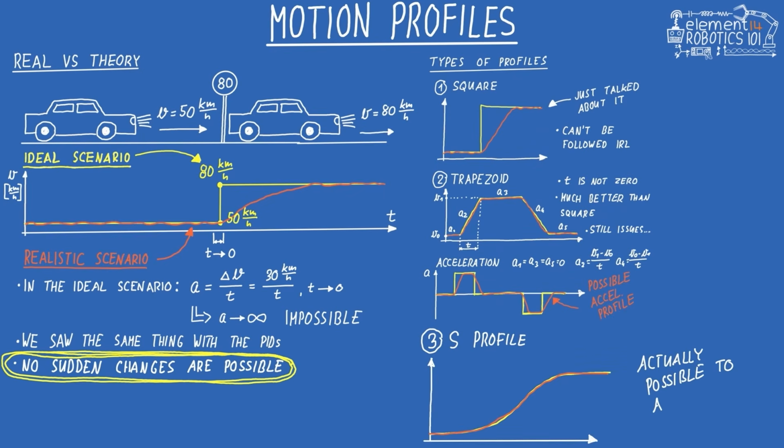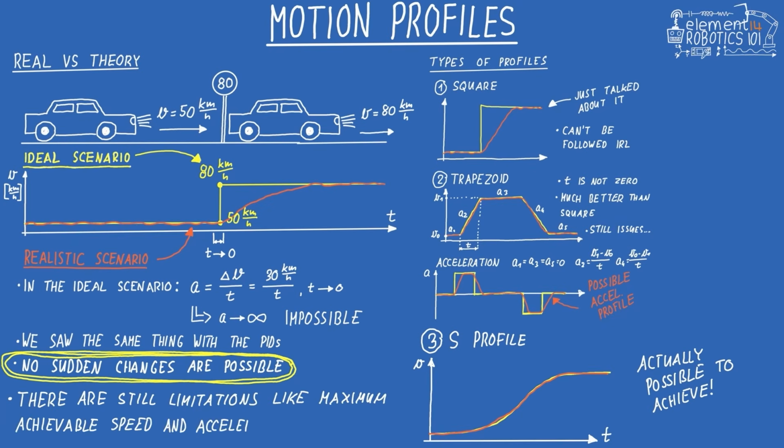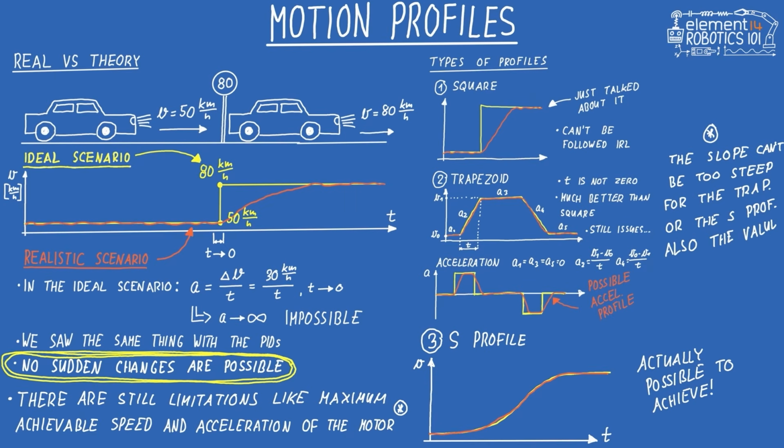By smoothing out those sharp corners, we create a reference curve that our motors can actually achieve without violently jerking the robot's hardware. But remember, even with the perfect S curve, we are still bound by the laws of physics. The slopes of these curves can never be steeper than the maximum achievable acceleration of your specific motor, and the top of the curve can never exceed its maximum speed limit. But if we play within these ranges and try controlling the motors and accelerations and speeds they can achieve, we can get a nice match between theory and reality. Let's see this in practice.